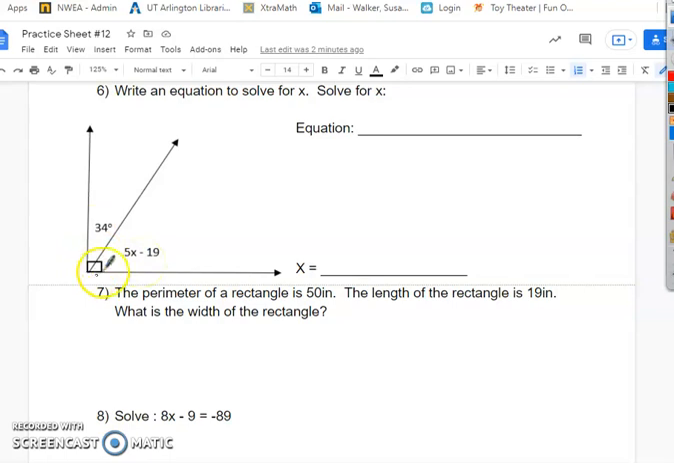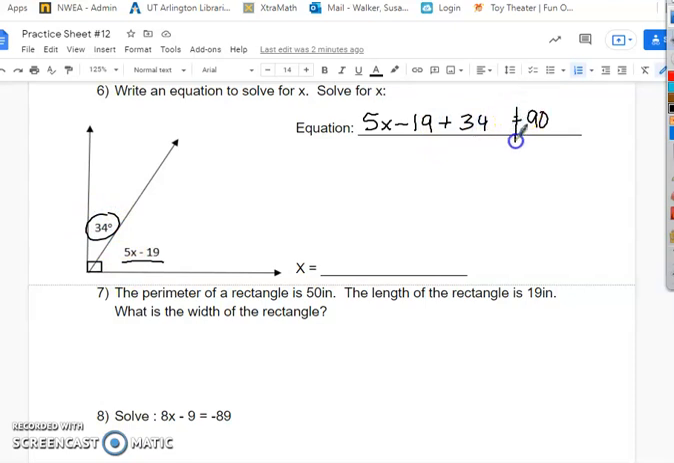So when you look at these two, supplementary, complementary, hopefully we can tell that this is complementary. It makes a corner right there. Your end point is 90 degrees, okay? So we have the first part of our equation. Now we're going to do the rest. Remember, I usually start with this one because it has the x. So 5x minus 19, done with that. Then the other one is 34 plus 34, okay?